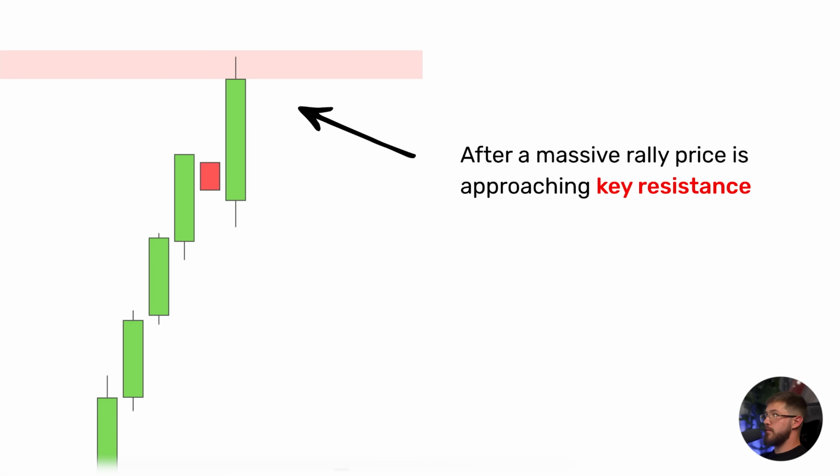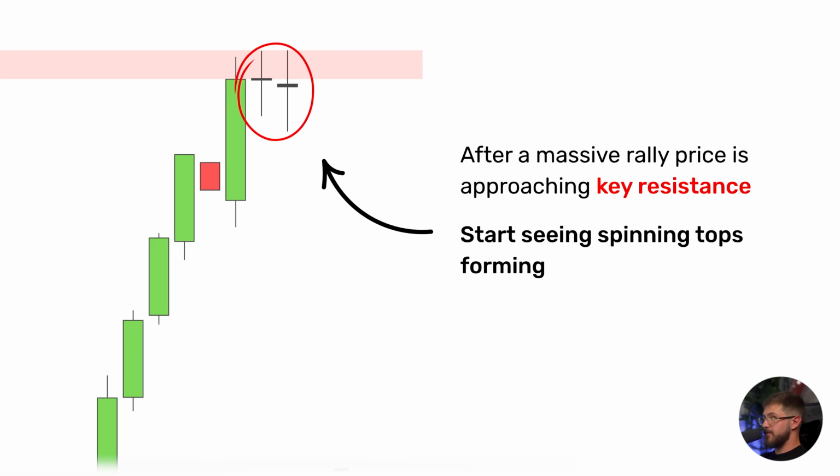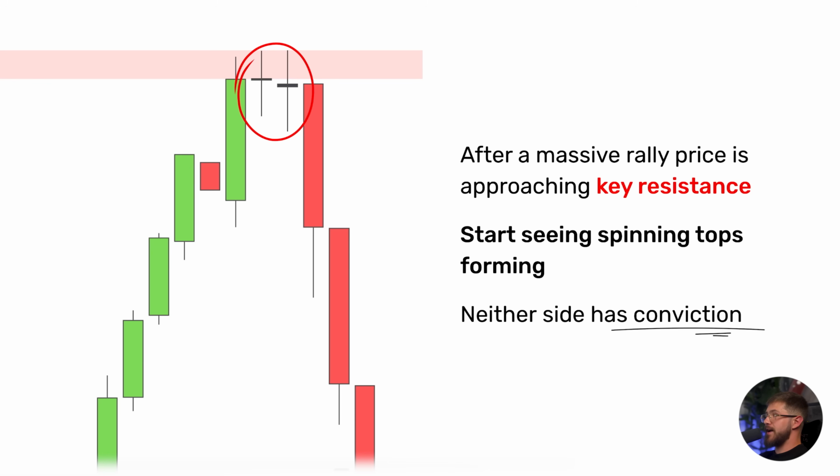Now, say you're watching the markets after a massive rally, and now it's approaching a key resistance level. Instead of a clean break or a rejection, you see spinning tops forming. Well, those indecision candles are showing you that neither side has enough conviction yet. But when one side finally takes control, the move will be significant.